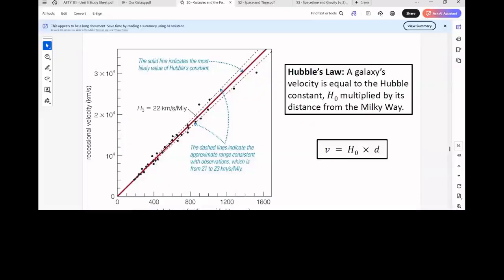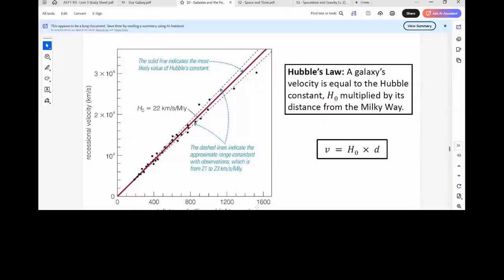This recessional velocity is one that we can determine by taking a spectrum of a distant galaxy and determining how redshifted it is. Because if it's redshifted, that's telling us that that galaxy is moving away from our own. The further you look into space, the faster these distant galaxies appear to be moving. So the slope of this line is H0, which is the Hubble constant. And in kilometers per second per million light years, this is approximately 22.